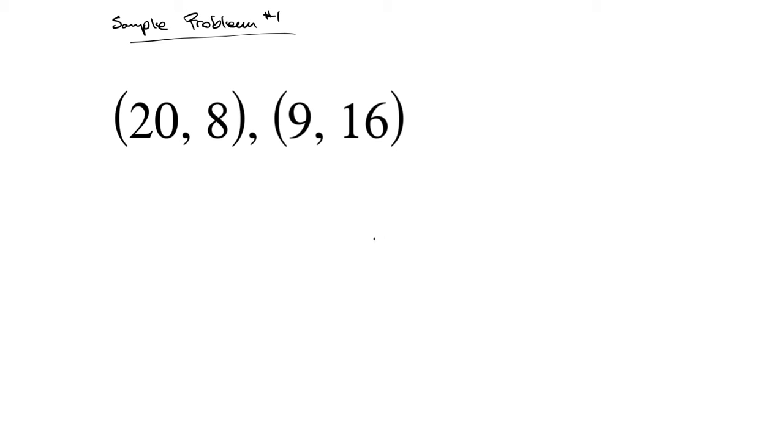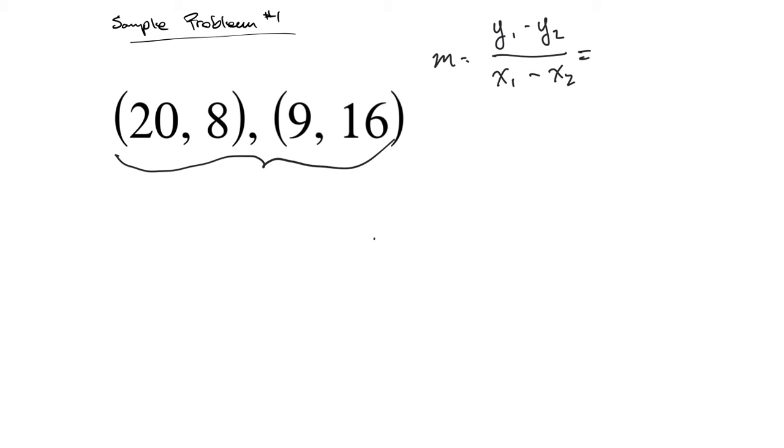So this should be a review for you. We're just going to find the slope from 2 points, okay? So what's the slope of the line that goes through these 2 points? Let's remember our slope formula is the change in y, so y1 minus y2, divided by the change in x, x1 minus x2. Now you'll notice that these 2 equations that I'm going to write will yield the same exact slope.